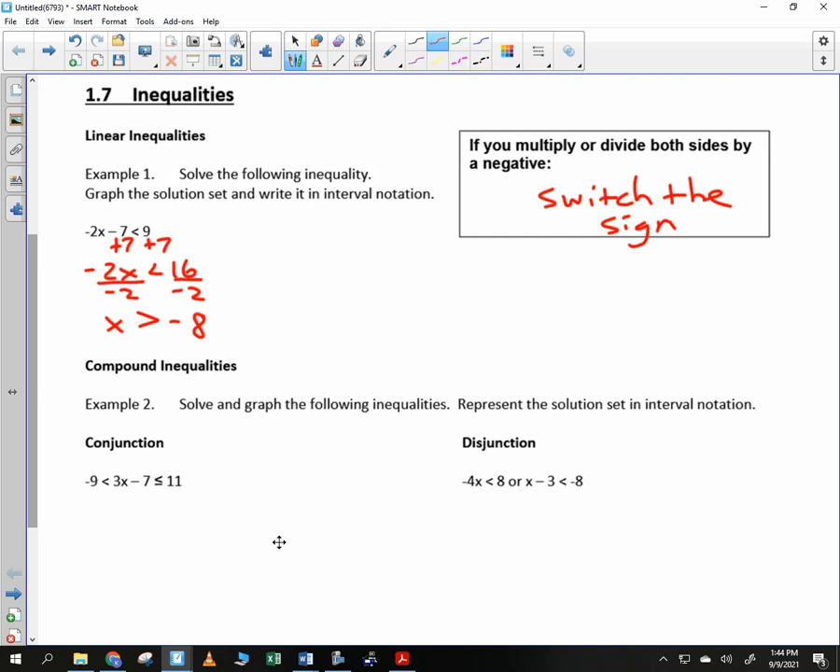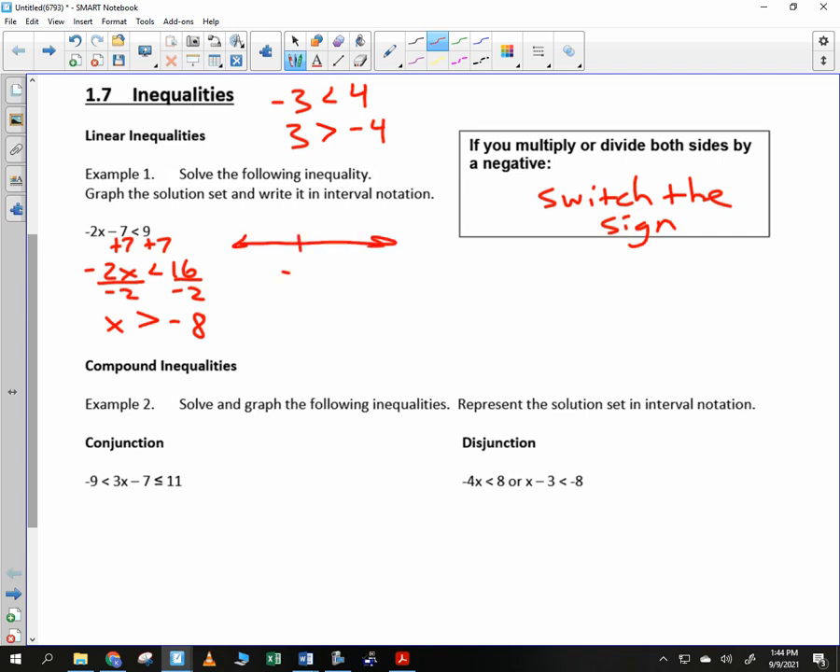So if you're ever confused about that, negative 3 is less than 4. Would everybody agree? Watch what happens when you multiply both sides by a negative. You get 3 and negative 4. How would you compare 3 and negative 4? You have to switch the sign, right? So you can convince yourself of what to do. It should make sense.